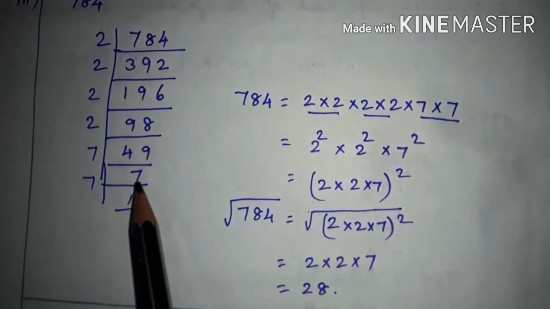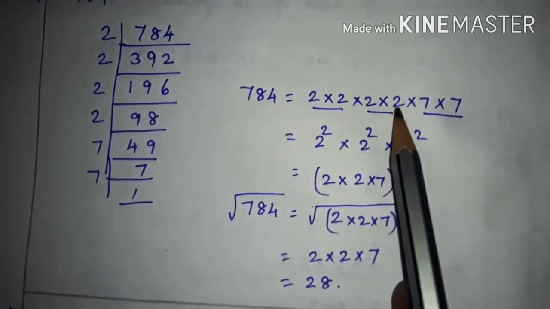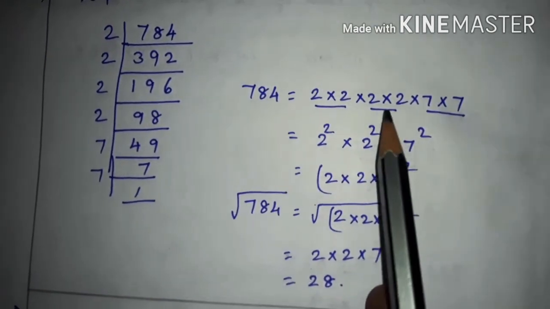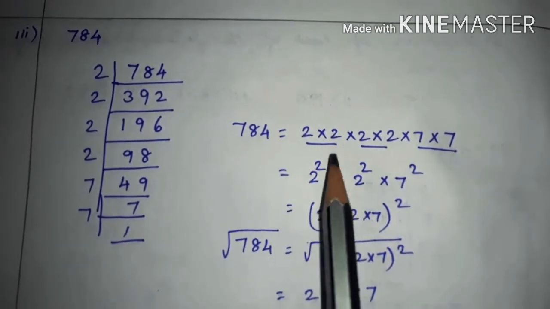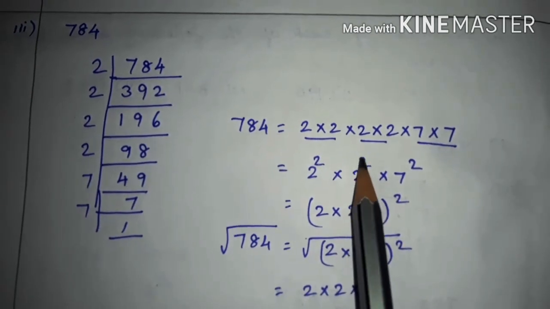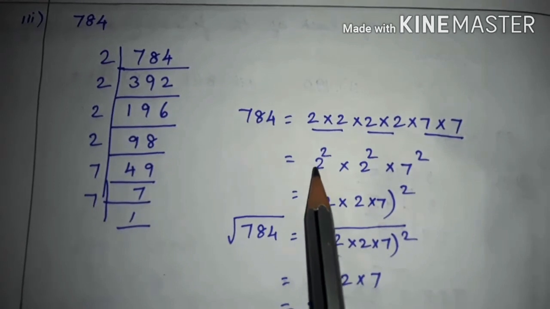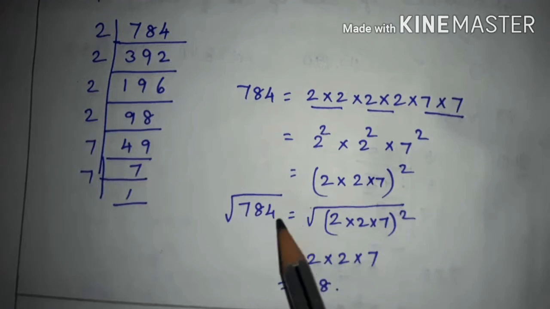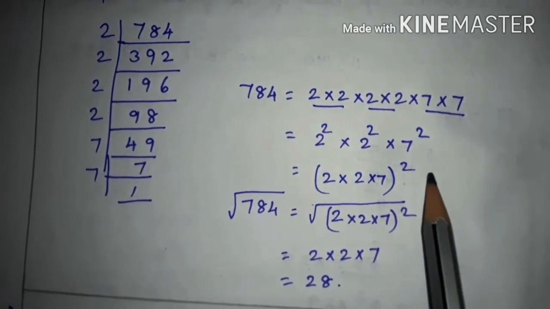The prime factors of 784 are 2 into 2 into 2 into 2 into 7 into 7. After finding the prime factors, you have to write the given factors in square form. That is, this 2 into 2, we can write it as 2 square. And next 2 into 2, write it as 2 square. And 7 into 7, we write it as 7 square. Since all three numbers have squares, we take the square as common. We get 2 into 2 into 7 whole square.